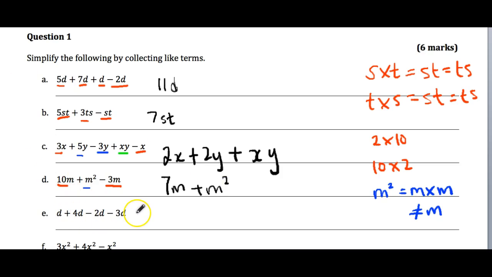For the next one, it's another donut question. I'm not going to underline it because they're all D's, but we have 1D, or 1 donut, plus 4 more is 5 donuts, minus 2 donuts is 3 donuts, minus another 3 donuts, and we have 0. We don't write 0D, although there's nothing wrong with that. But if your answer is 0, we just write 0 because this is the same as saying 0 times d, and anything multiplied by 0 is just 0. So you need to remember that.